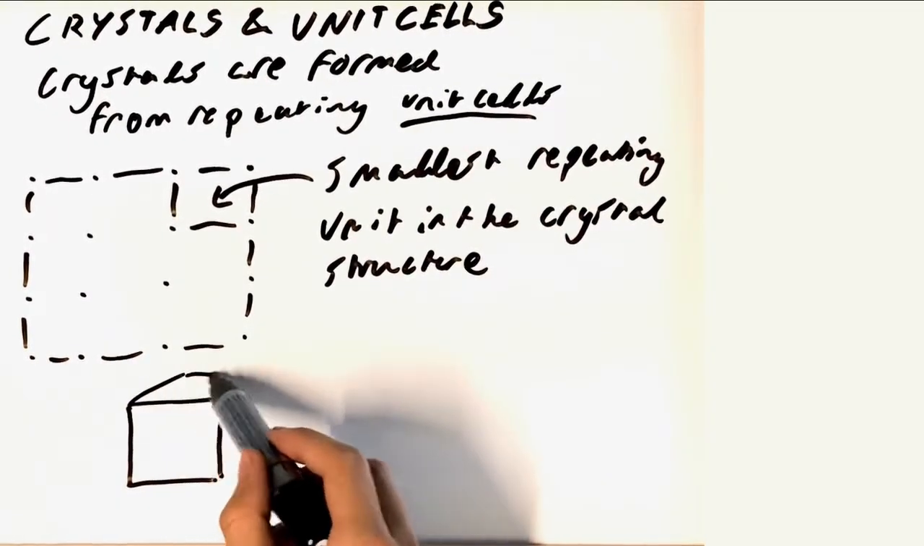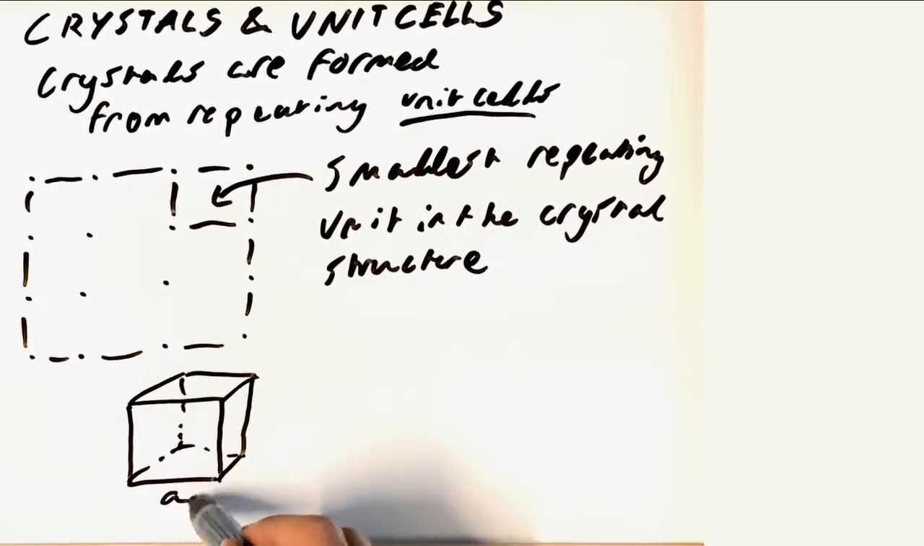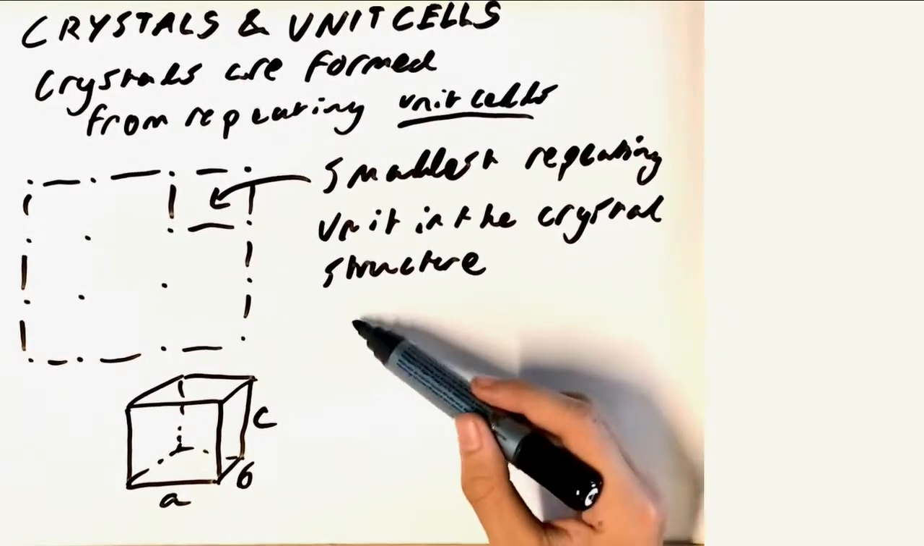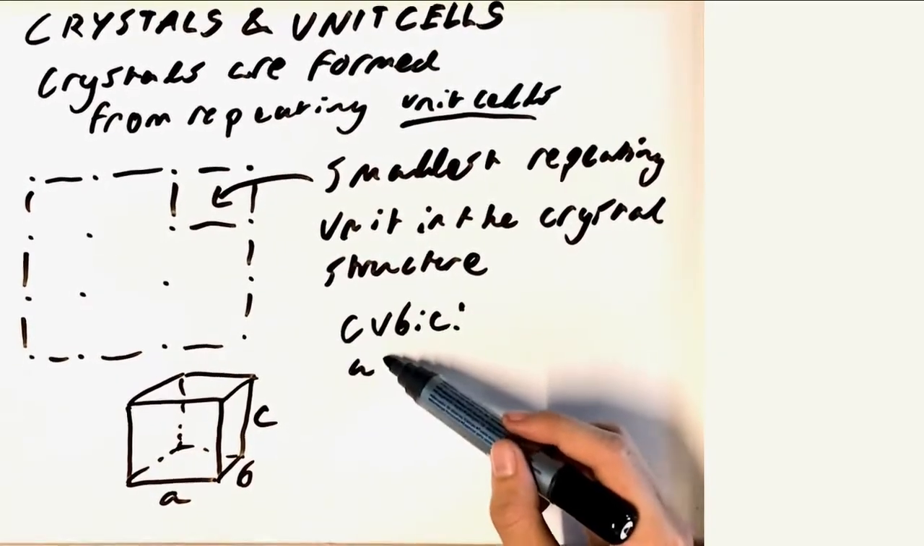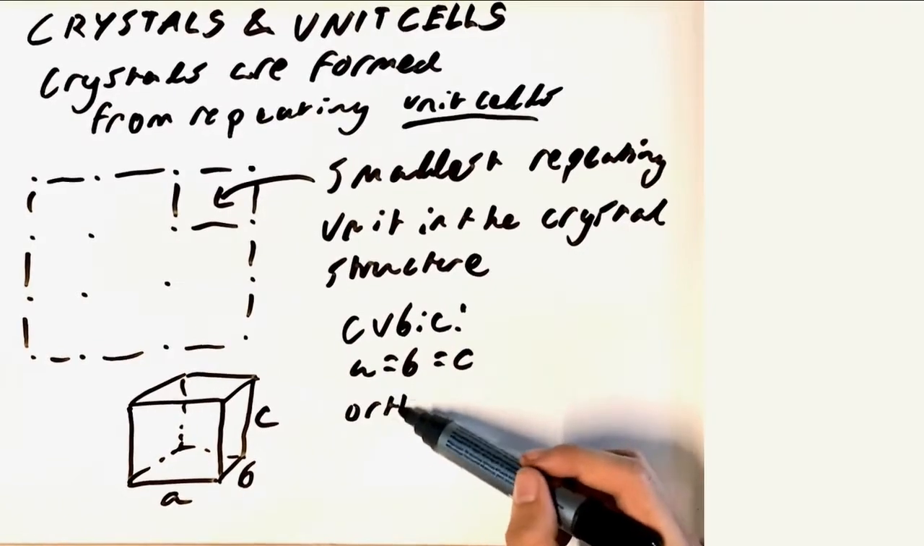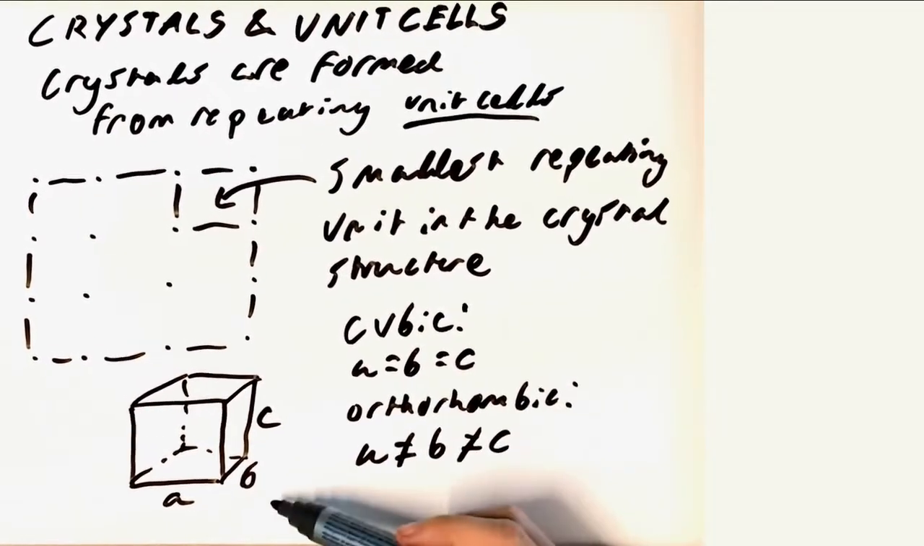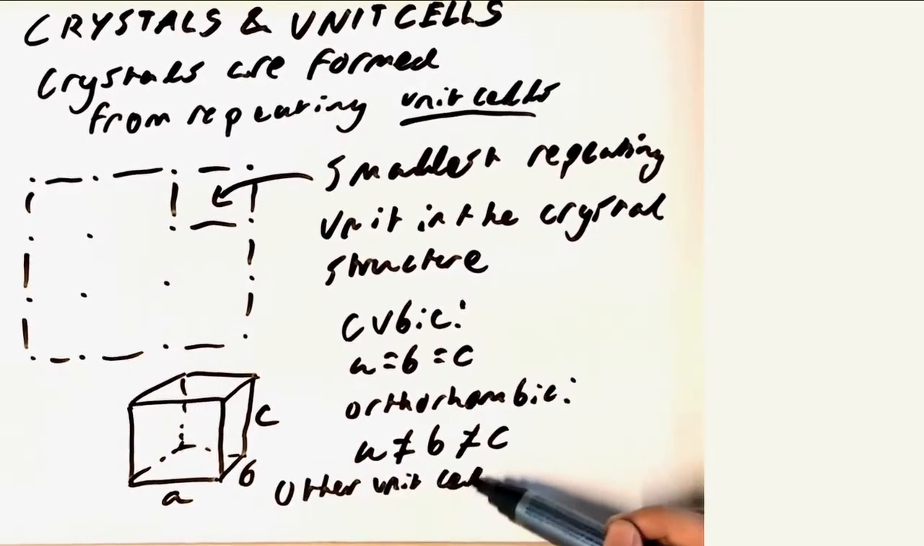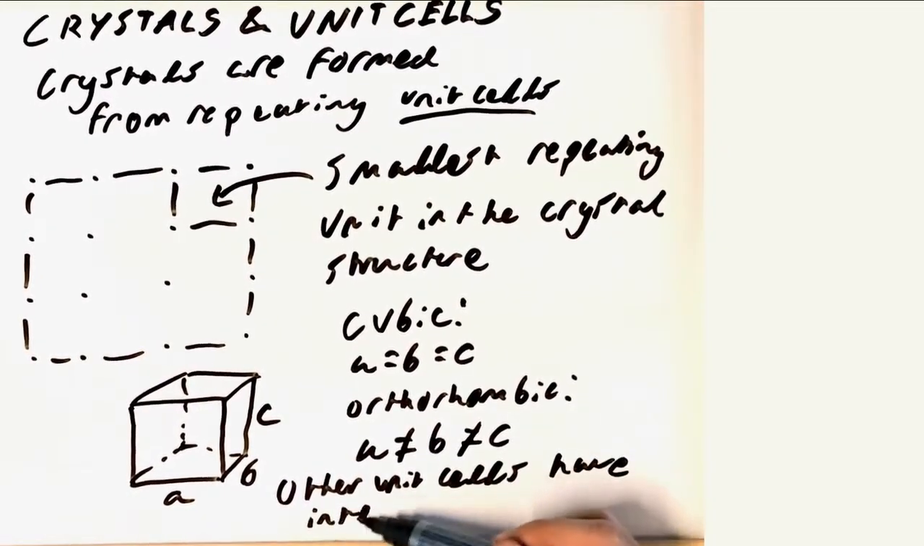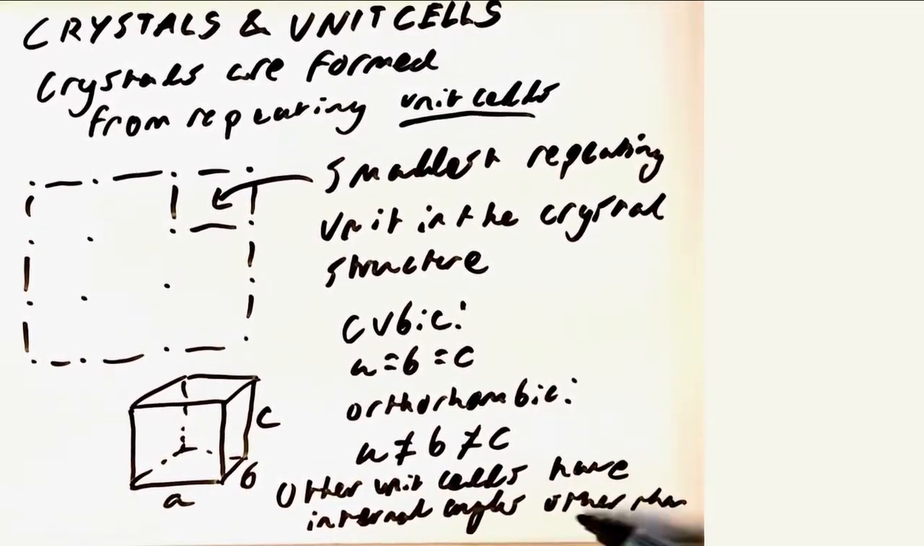In 3 dimensions, unit cells are described by the lengths of the sides and their internal angles. Cubic cells have equal side lengths and equal internal angles. Orthorhombic have equal angles but different lengths, and there are other types with differing internal angles. However, today we will focus on cubic.